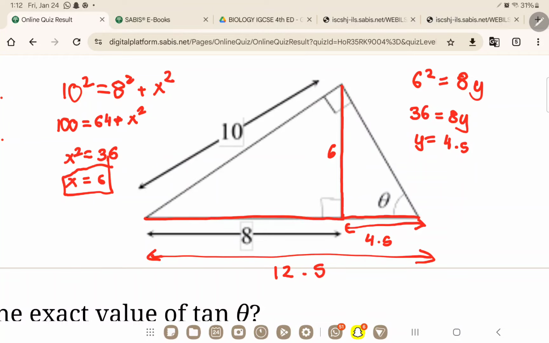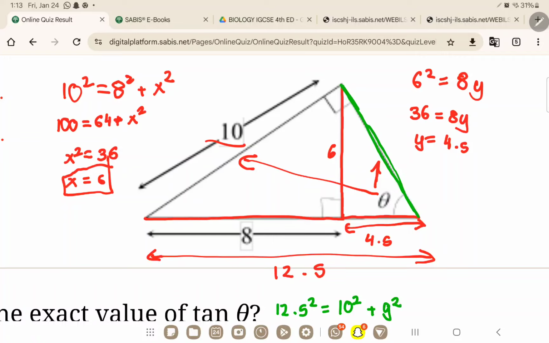Now, for theta, we need opposite, which we already have, 10, over adjacent, that is not the hypotenuse. So what's left for us is to find this green side here. How do we do that? By using Pythagorean theorem again. So 12.5 squared equals 10 squared plus side green squared. I'm gonna name it g squared because green.